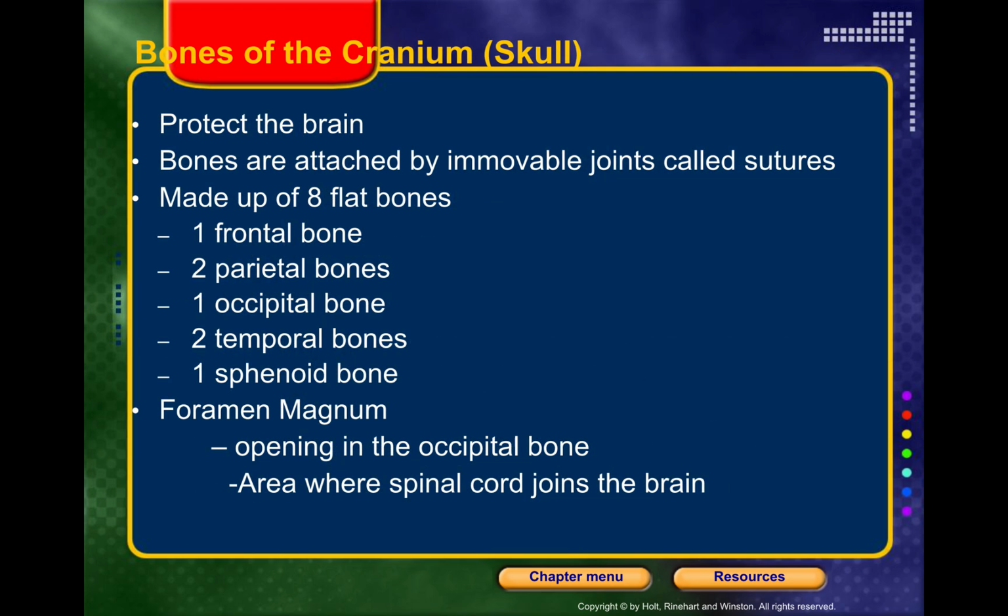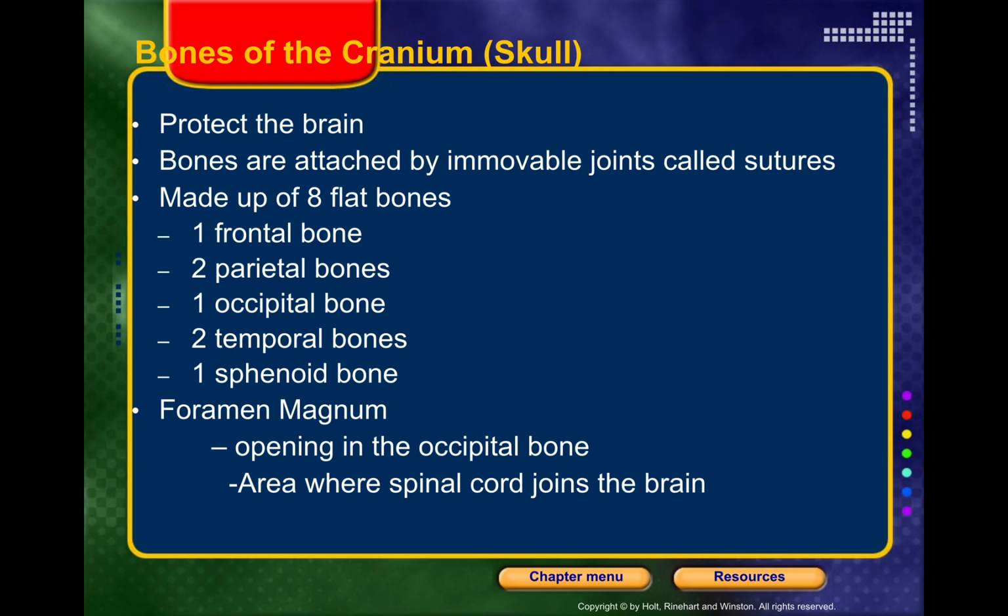So, bones of the cranium first. Functions. Bones of the cranium protect the brain. They're attached by sutures. There are 8 bones in there. They're flat bones. There's a frontal bone, 2 parietal bones, an occipital bone, 2 temporal bones, 1 sphenoid bone, and a hole, or I shouldn't say hole, there are holes, but there is one hole that we're going to name in particular called the foramen magnum.